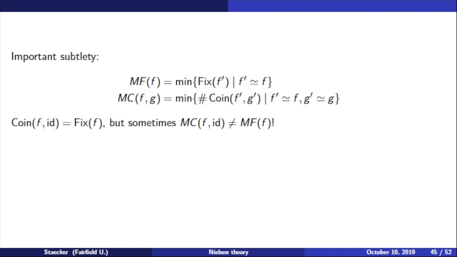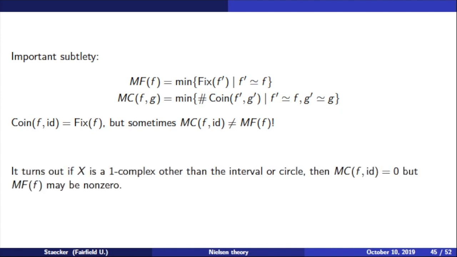Here's an important subtlety. Actually, this is something that Siraja mentioned. I hope you don't mind if I repeat a little bit of what he said. We have the minimum number of fixed points, and we also have the minimum number of coincidence points when you change both maps by homotopy. Now, the coincidence set of F and the identity is the same as the fixed point set of F, but these are not always equal. The minimum number of coincidence points of F and the identity is not always the same as the minimum number of fixed points, and it's because the minimum coincidence number is going to change both maps by a homotopy. Whereas the minimum number of fixed points can only change F, the minimum number of coincidence points can change F and also change the identity by a homotopy. And it's possible they can get different results.